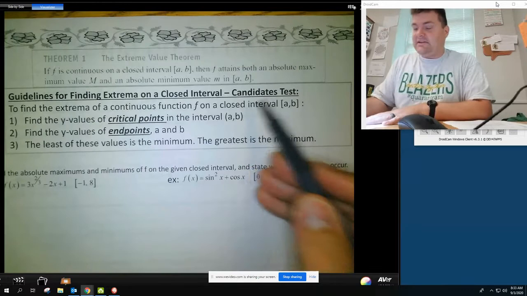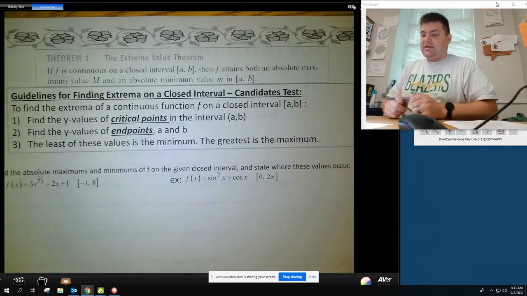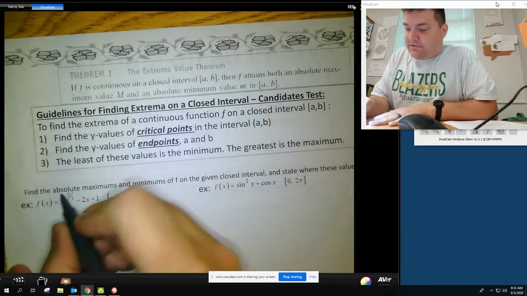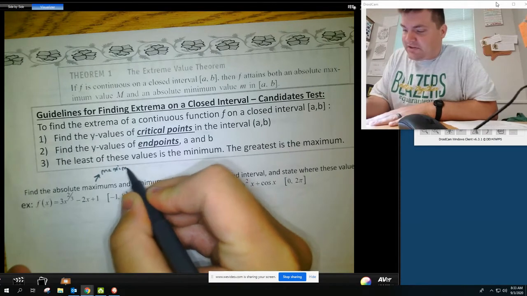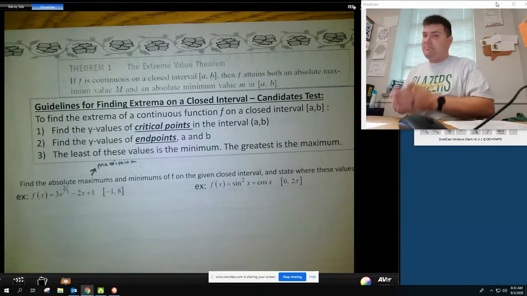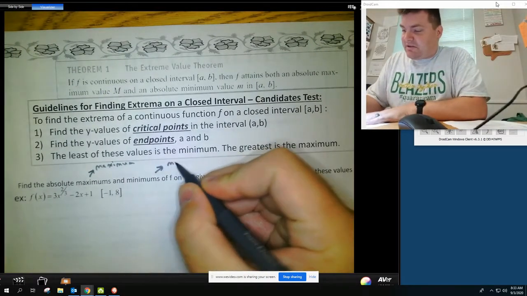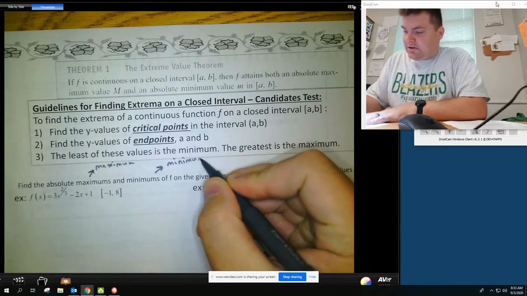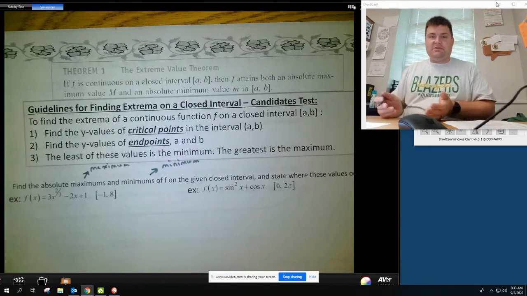So the candidates test, a super important test. It's asked to find maximums and minimums. If you ever see the word absolute maximum, it's the same thing as just maximum, because sometimes a problem will just say, what's the maximum? If it doesn't say absolute, it means it is absolute. Same thing if it just says minimum. So if it just says find the maximum and find the minimum, that means absolute.